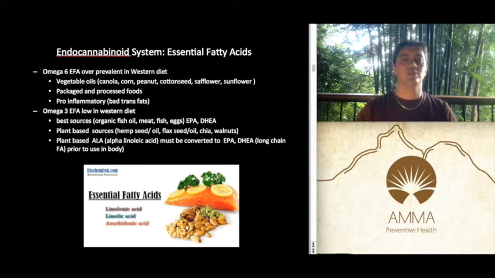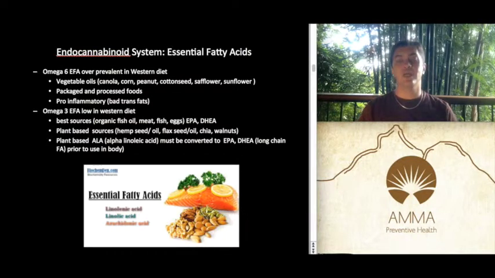So yes, as mentioned, the best sources of this are organic fish oils, free-range meat, fish and eggs. And if you are vegetarian or vegan, plant-based sources are your next best option: hemp seed oil, flaxseed oil, chia and walnuts. The ALA or alpha-linolenic acid found in the plant-based sources must be converted to EPA or eicosapentaenoic acid and DHA. These are the fatty acids found in fish oils and are used in our body to create arachidonic acid, to fill out our cell membranes with this arachidonic acid, which is the precursor to our endocannabinoid production.